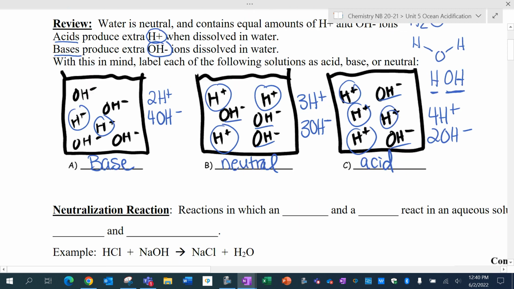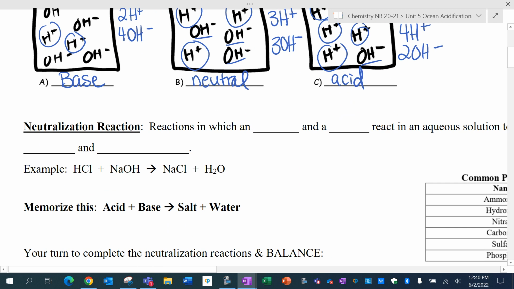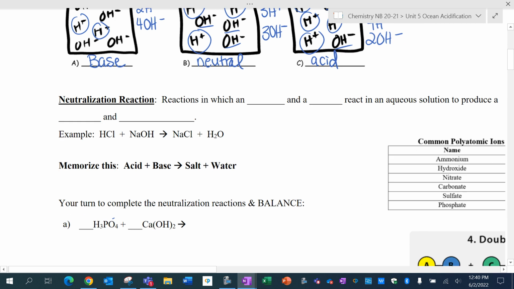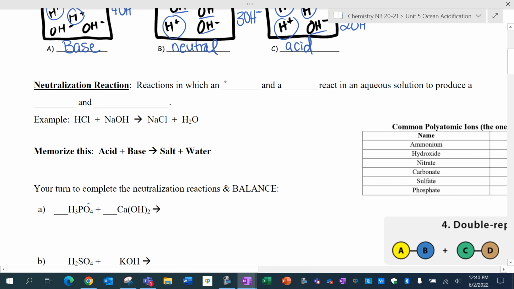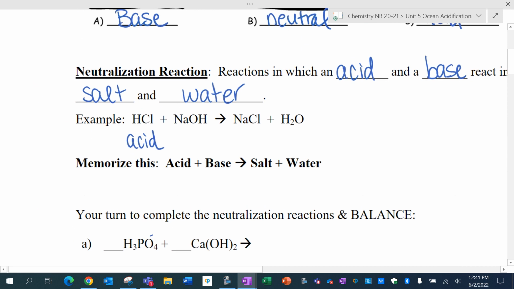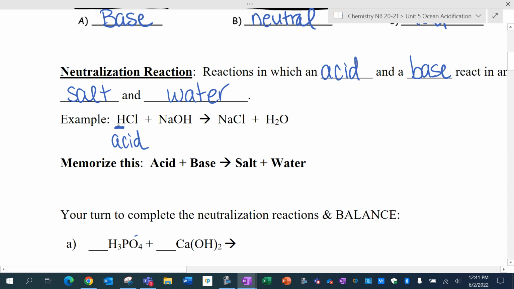Okay. So now let's take a look at what happens if we mix together an acid and a base. When we mix together an acid and a base, this type of reaction is known as a neutralization reaction. And the products of this reaction are going to be what we call salt and water. So here's an example. HCl is an acid. You might remember the way I can recognize that HCl is an acid is because its formula starts with hydrogen. Sodium hydroxide is a base.